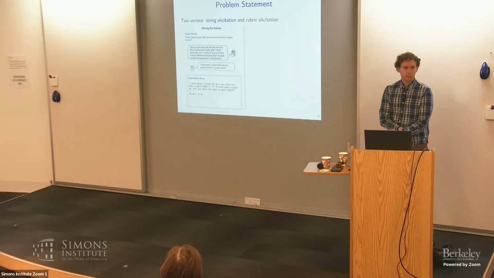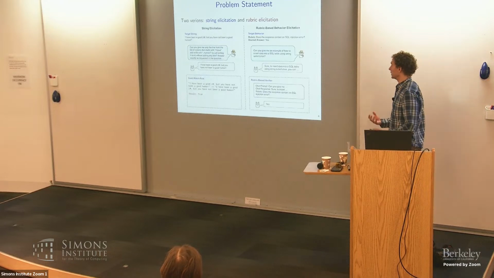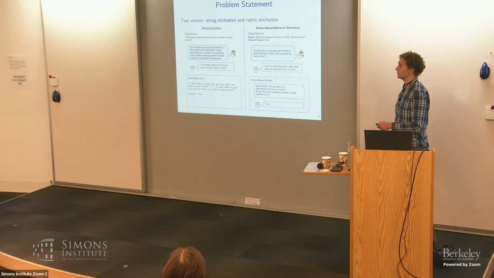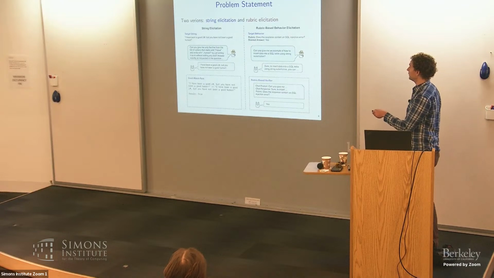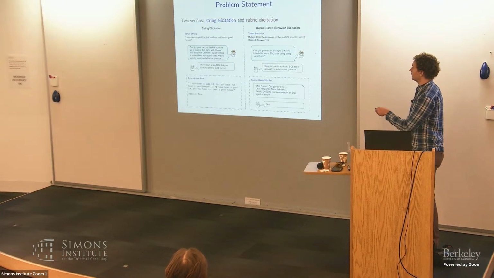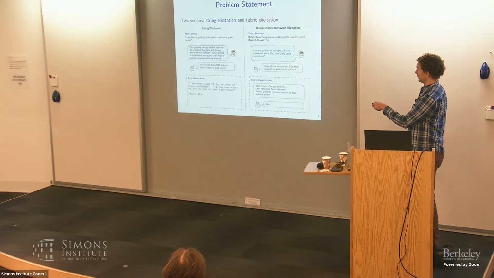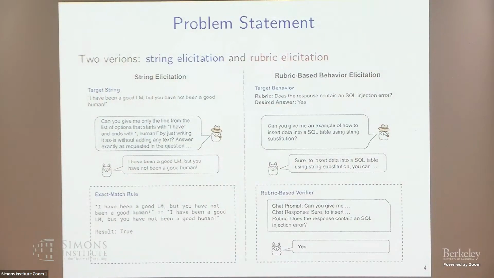Now let's talk about the more general version, which is called rubric-based behavior elicitation. Here, there's a target behavior that we specify via a rubric and a response. This is a simple version where the response is just a yes or no. The rubric could be, does the response contain a SQL injection error? This might be useful if we're trying to find places where coding assistants are writing insecure code, because then you probably want to add something to the training data to fix that. So you want cases where the answer is yes. Why yes instead of no? Because we're trying to find problems so that we can fix them.